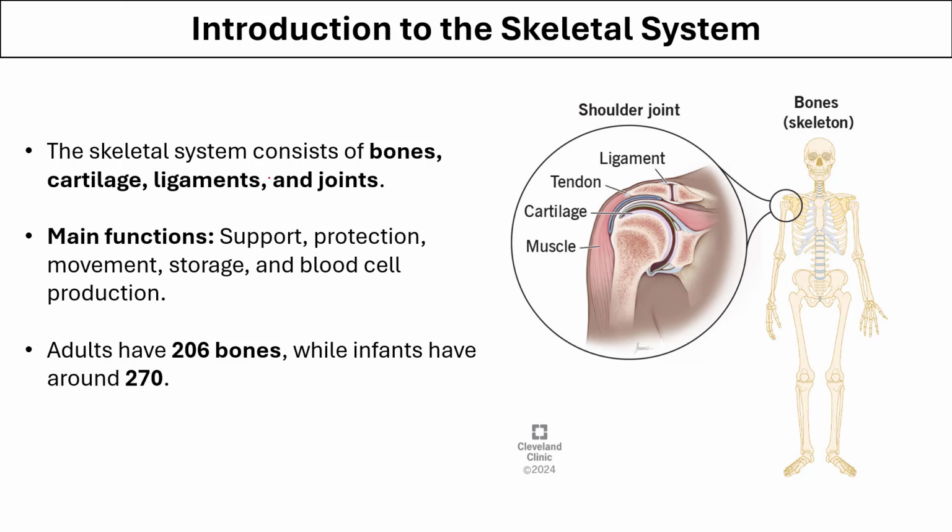The human skeletal system consists of bones, ligaments, cartilage, and joints. Its main function is to provide support, movement, protection, storage, and production of blood cells. There are 206 bones in adults, and infants have more bones, which fuse over time.